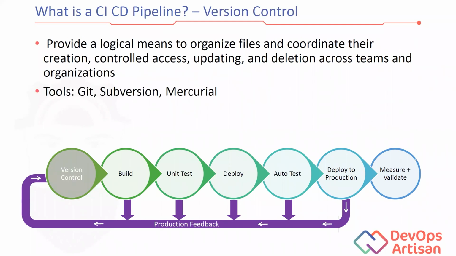Okay, so going back to our continuous integration and continuous delivery pipeline, we have the version control, right? And here we have all the means to organize the files, coordinate the creation, update, delete, and this has to be done across the teams and even across the organization, right? And here we can use different tools like Git, Mercurial, Subversion. And of course, we can integrate these tools inside Jenkins.